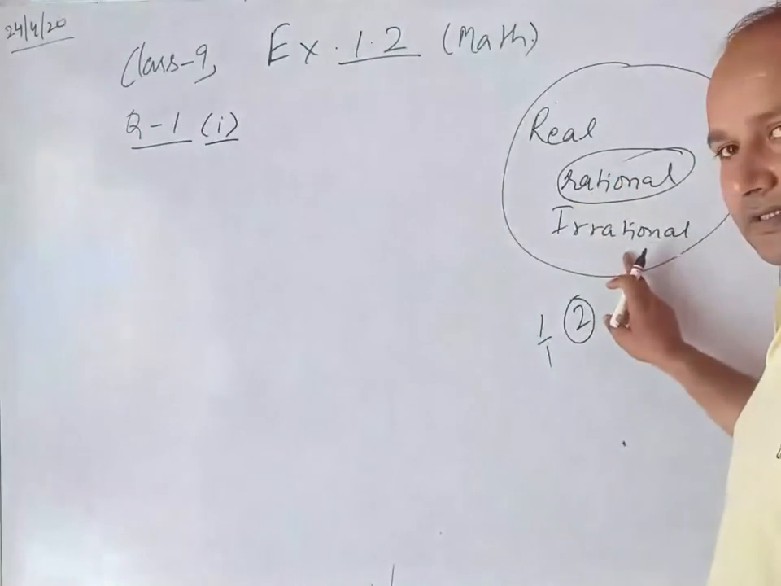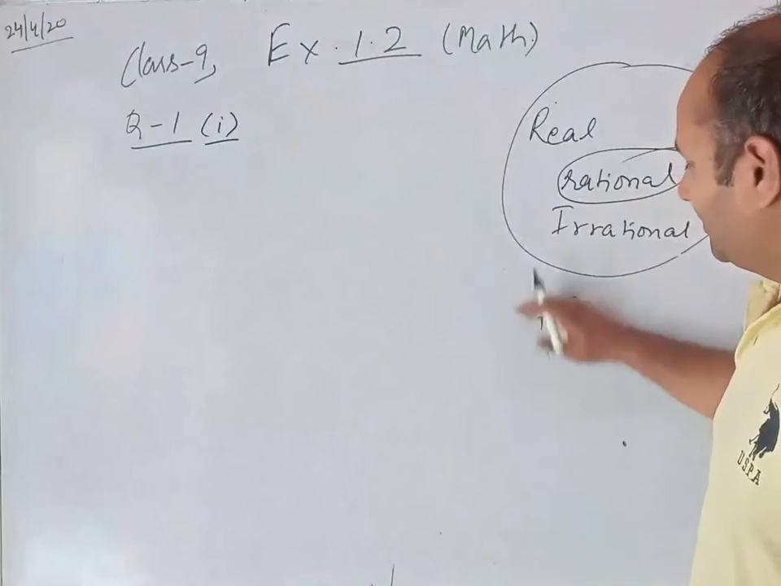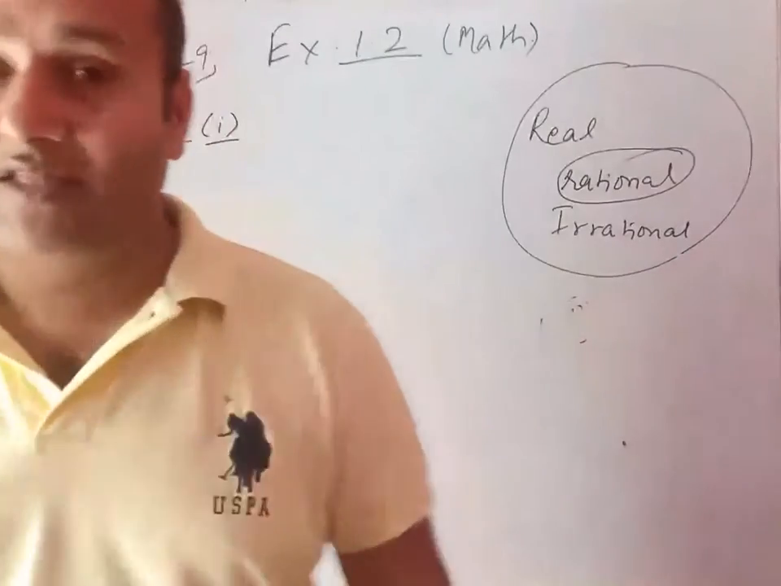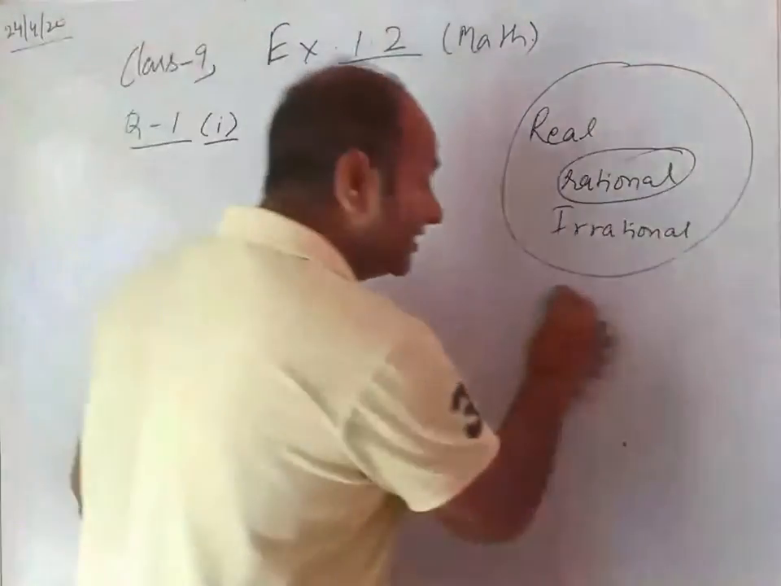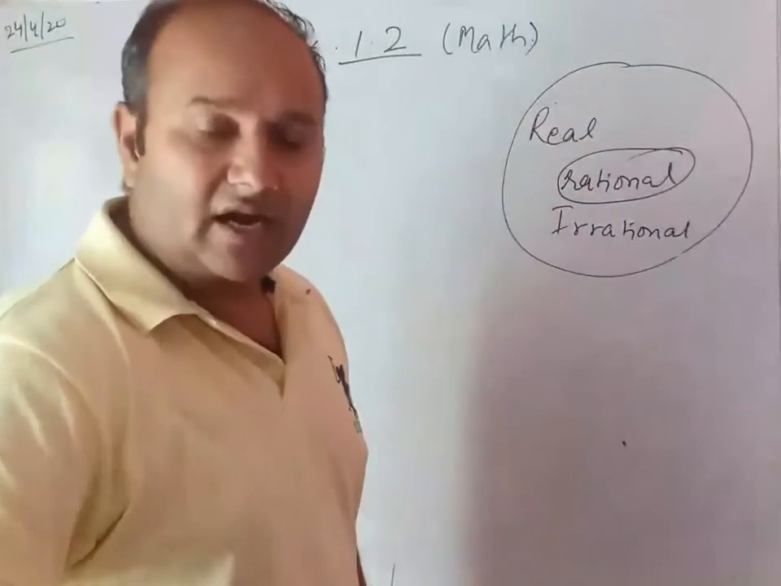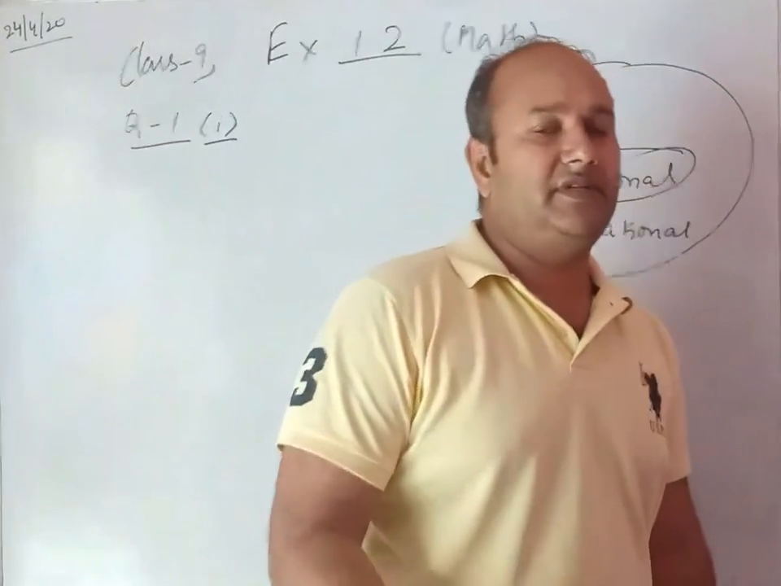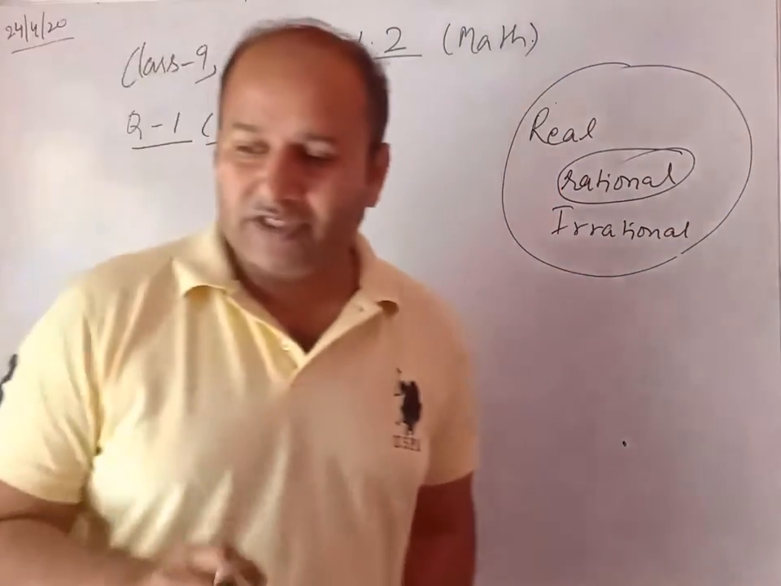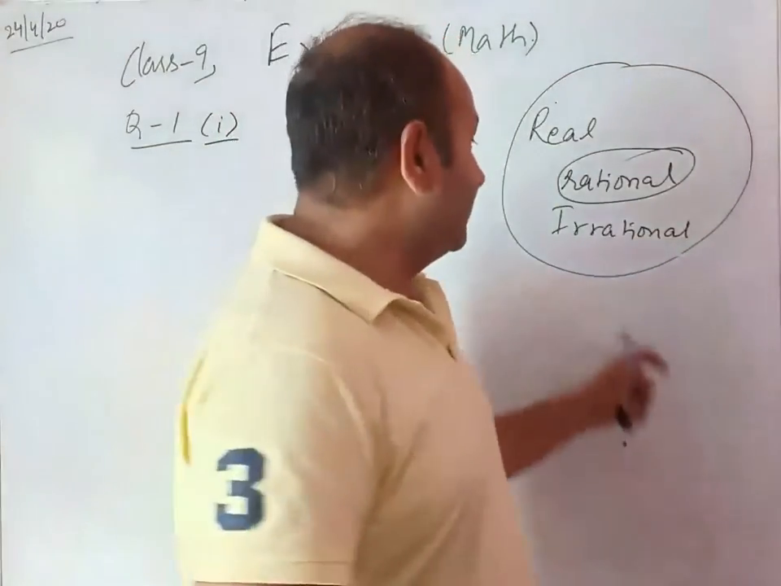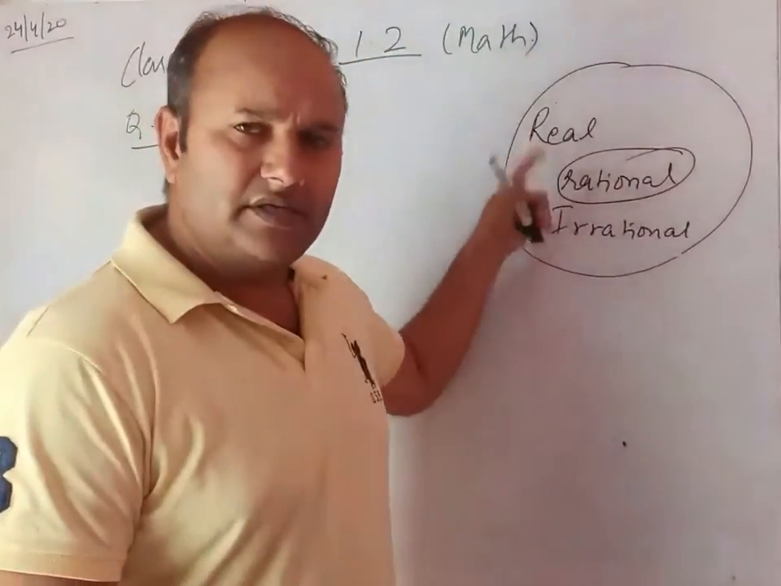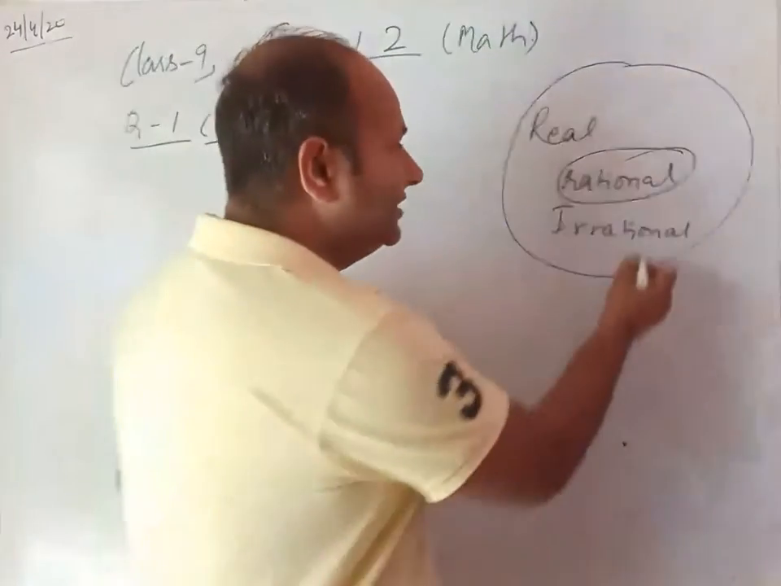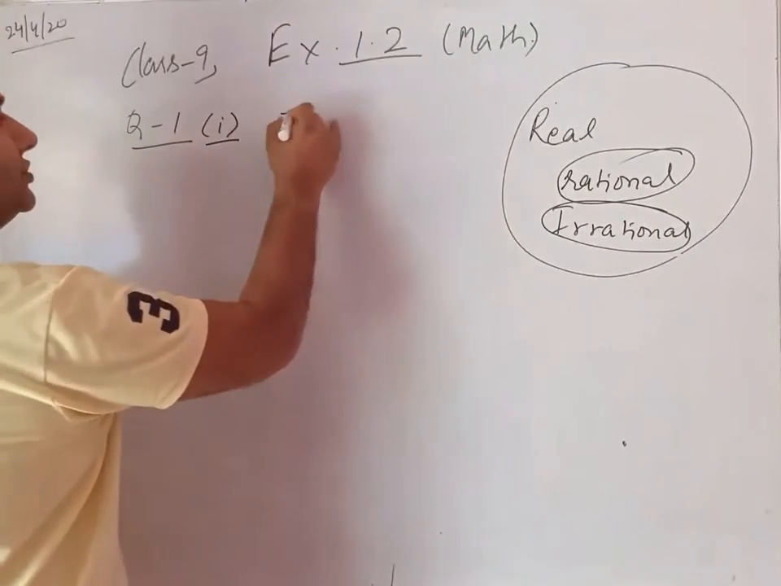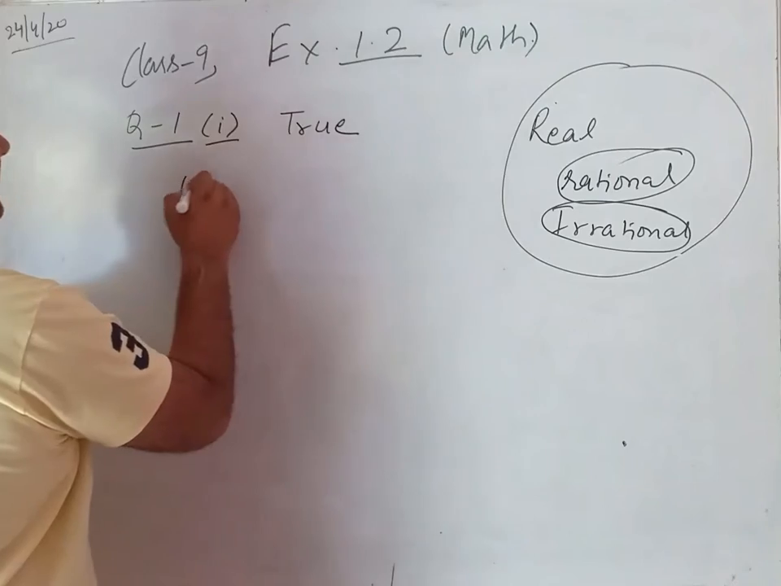Irrational numbers, we have seen in the previous video, can be represented on the number line, but they are not repeating and they are not terminating after the decimal places. So the first part: every irrational number is a real number. Yes, everything that is present here is a part of the real numbers. So yes, it is true.